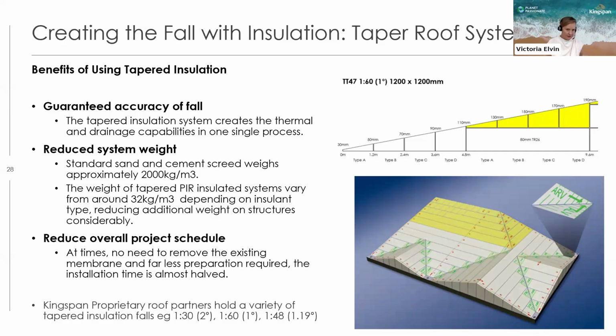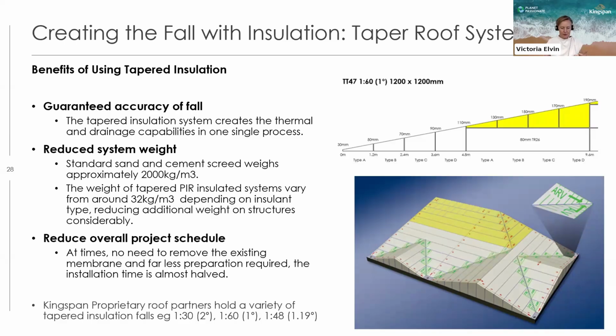So we have a lot of different proprietary system partners in New Zealand. They hold stock in different fall products, both in 2 degrees, 1 degree, 1.19 degree, and it depends on what the system is calling for as to which tapered fall is required.